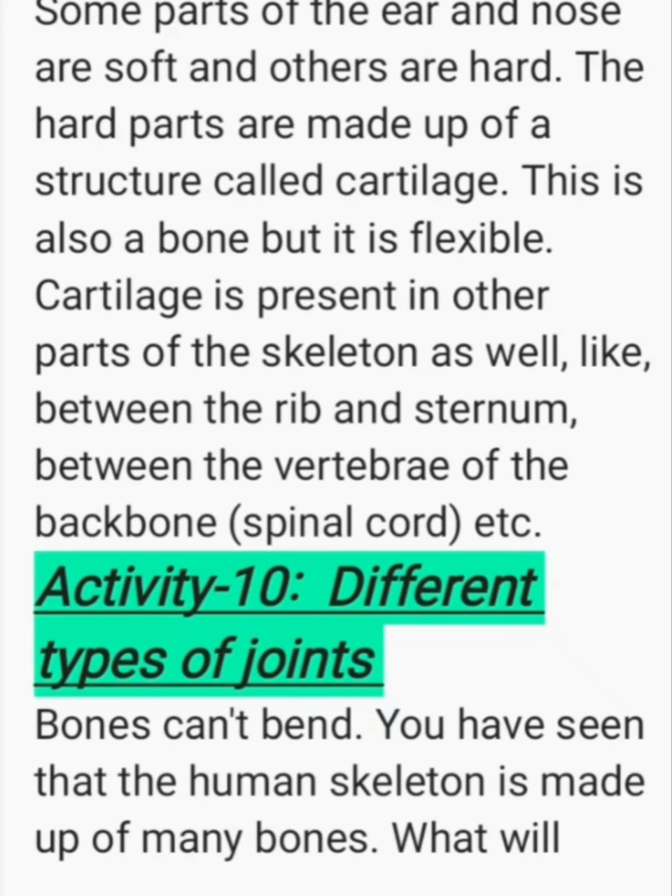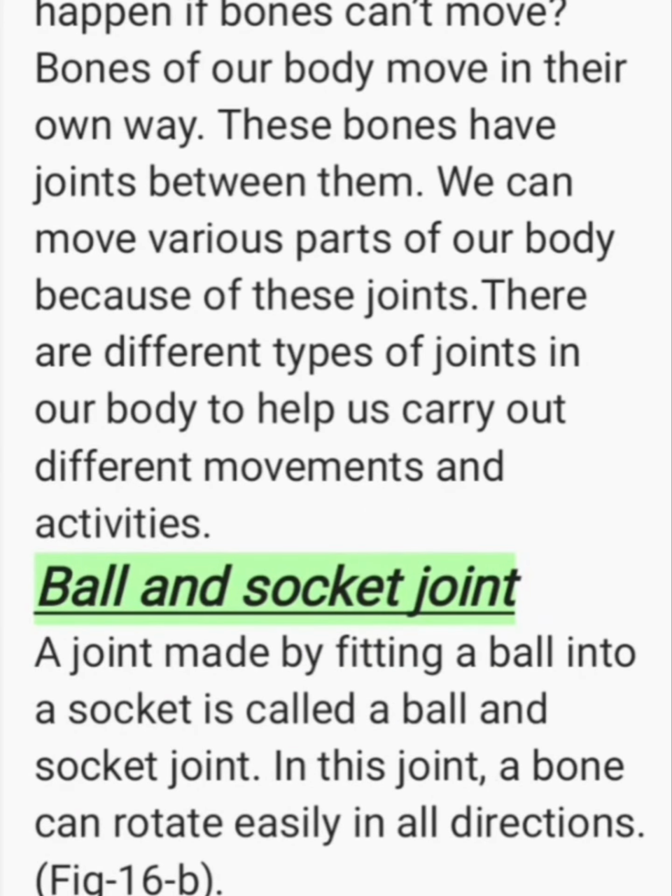Activity 10. Different types of joints. Bones can't bend. You have seen that the human skeleton is made up of many bones. What will happen if bones can't move? Bones of our body move in their own way. These bones have joints between them. We can move various parts of our body because of these joints. There are different types of joints in our body to help us carry out different movements and activities.